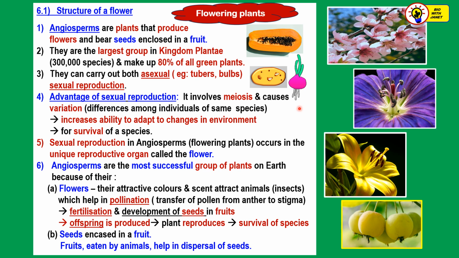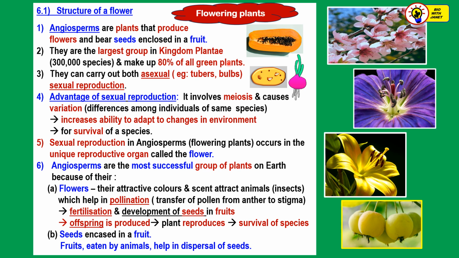Now, sexual reproduction in angiosperms, the flowering plants, occurs in the unique reproductive organ called the flower. So flowers have an important mission for the plants. That mission is to reproduce in order to make sure that the species survives and continues on, and doesn't become extinct. So the flower has an important job to do.